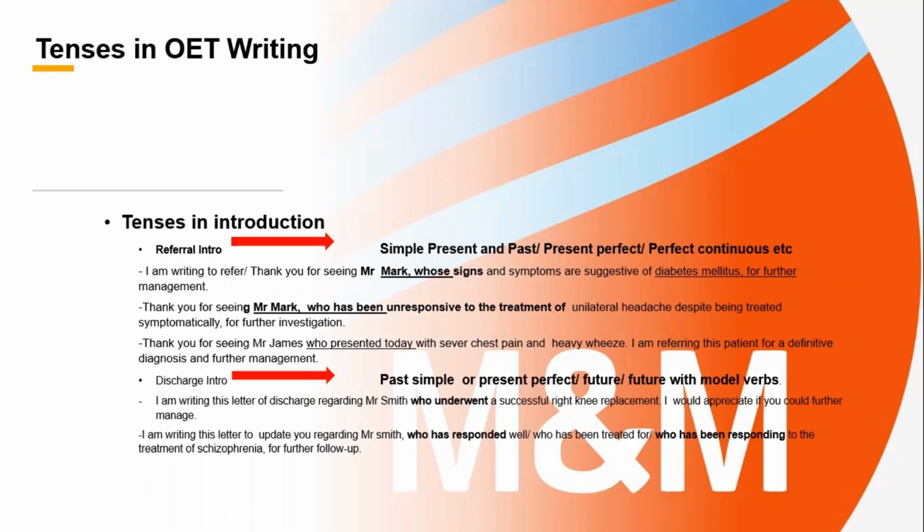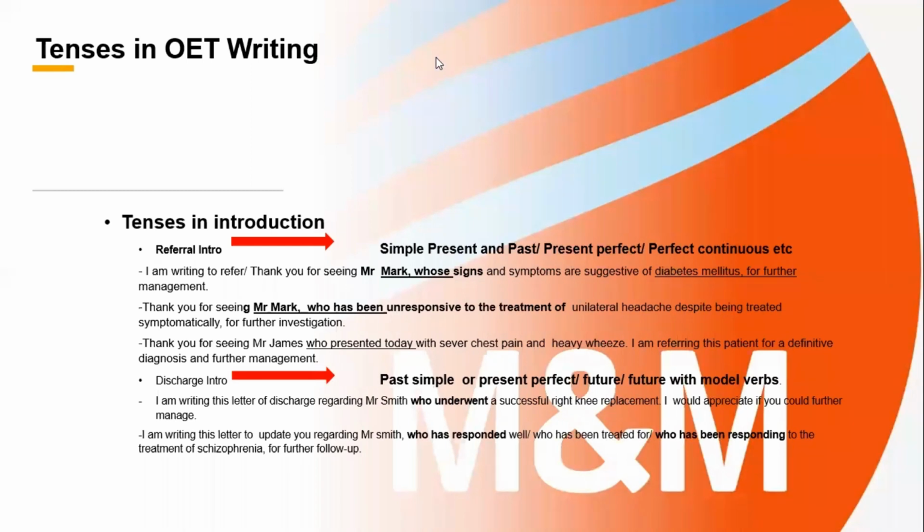underwent is basically your past simple tense. We can simply write who underwent a successful right knee replacement surgery, or whatever surgery has been done. You can use it, right? Anyhow, afterward, in the second example, who has responded well to the treatment or who has been responding well to treatment.